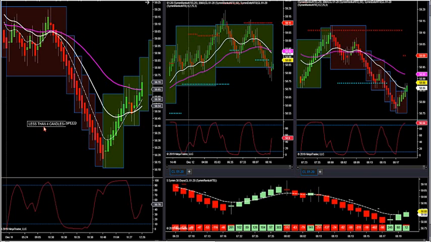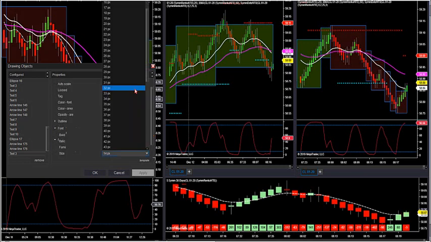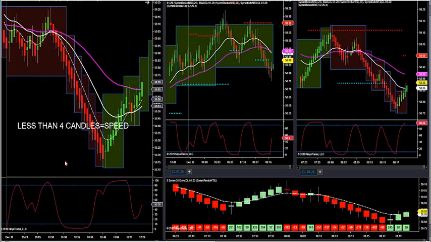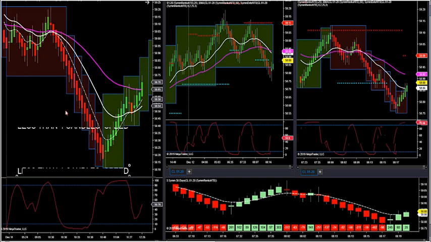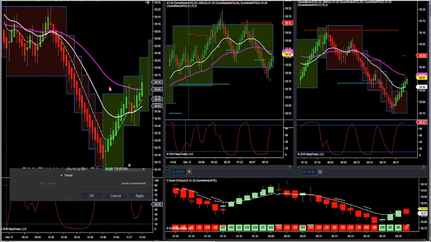All right, and we need speed in the markets to create great opportunities for retracements. Because what happens is the market gets extended, it retraces back, and then it continues in the direction of the retracement. So less than four candles equals speed. So this is our largest time frame. I'll go to the small time frame. I won't make this video very long.